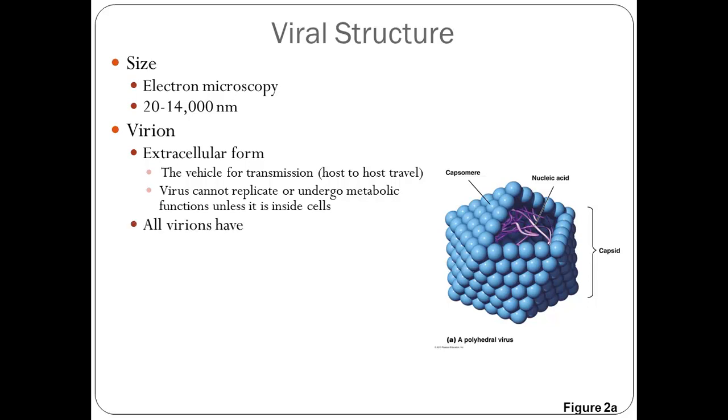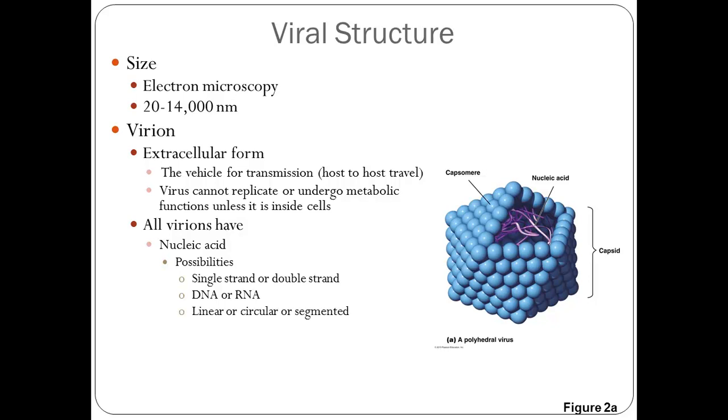All virions have the following: nucleic acid. The possibilities of nucleic acid are single-stranded or double-stranded, DNA or RNA. So you can have single-stranded DNA or single-stranded RNA, or you can have double-stranded DNA or double-stranded RNA. The RNA or the DNA can be linear, circular, or segmented. So we know for us, ours is linear in eukaryotes. In bacteria, it's circular, and viruses can be any way.